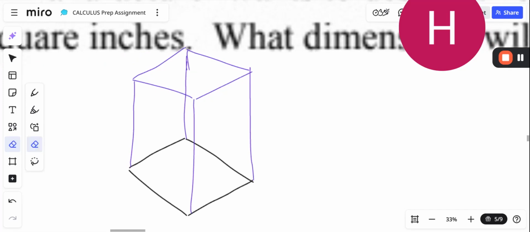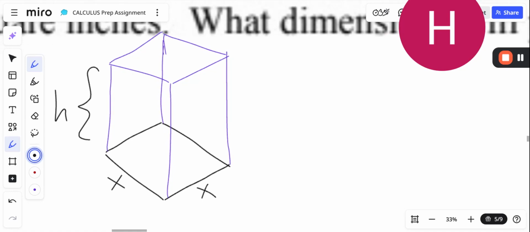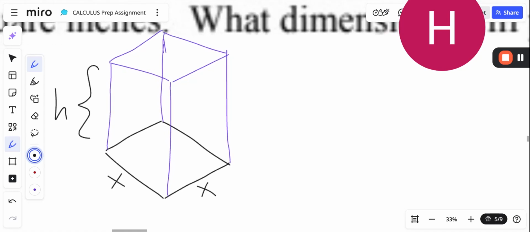This box is open, so we're not using any material for the top. So this top side, there's nothing covering that. We just have the four walls and the bottom, which is a square base. So let's label that as a square would be, with the same side lengths. And here's our h for the box. We're limited in how much material we have. That's the surface area. But how do we formulate the surface area here?